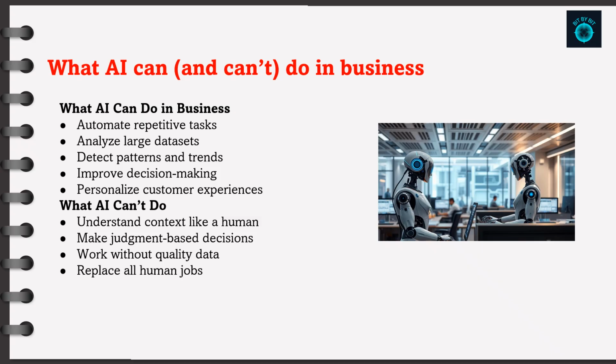Now, let's look at what AI cannot do. AI still struggles to understand human context or emotions the way a person does. It cannot make judgment-based decisions that rely on values, ethics, or intuition. AI is also useless without quality data. Messy or biased data leads to poor outcomes.